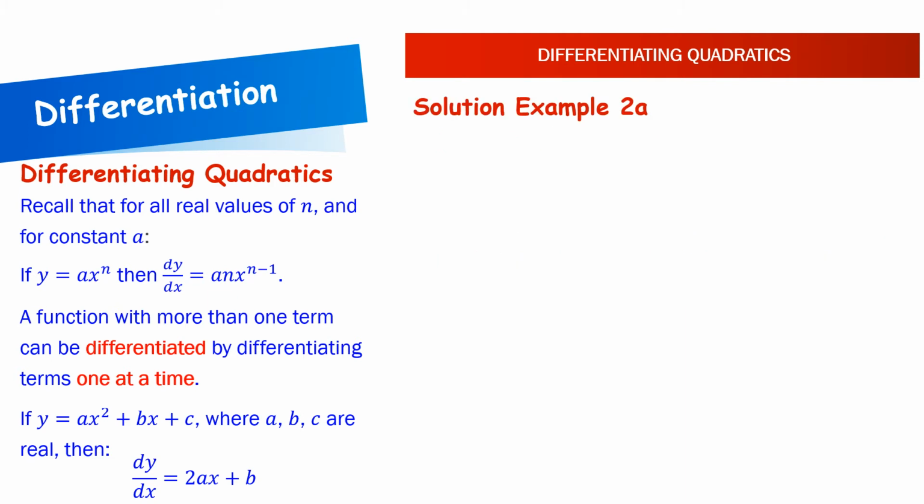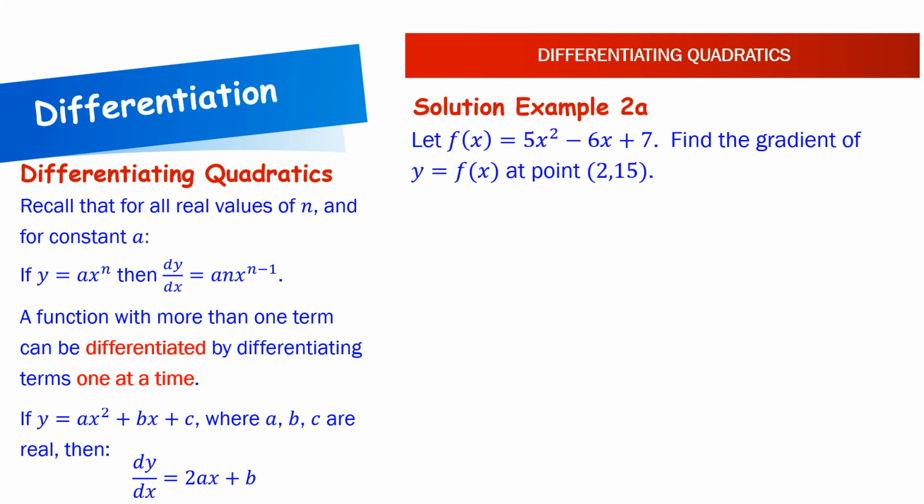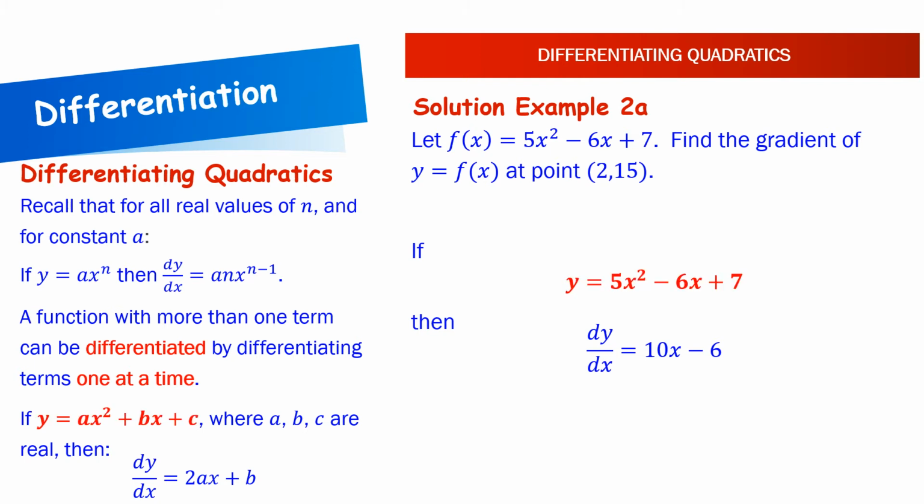So let's solve example 2a first. Let f of x equal 5x squared minus 6x plus 7. Find the gradient of y equals f of x at the point (2, 15). So if y equals our given quadratic, then dy/dx equals 10x minus 6. Here's our quadratic, and here's dy/dx. So each term has been differentiated, and we've simply plugged in the values of a, b, and c into our formula.